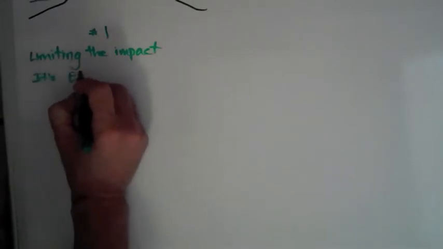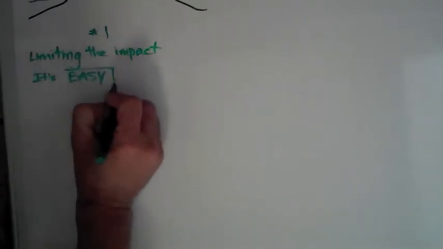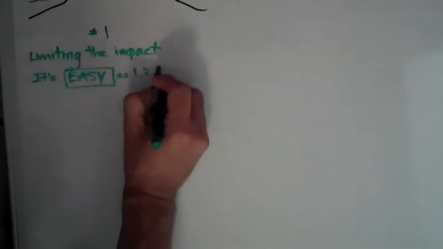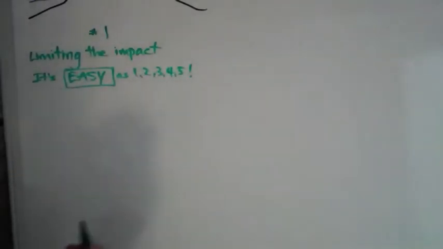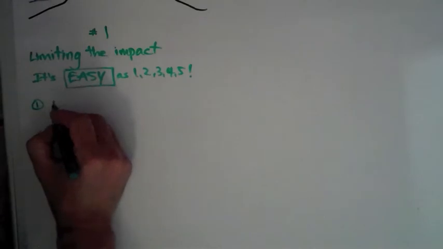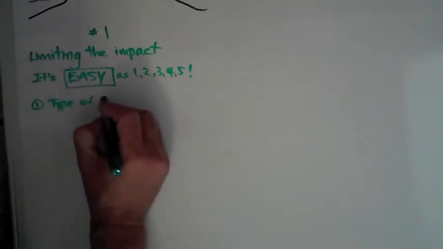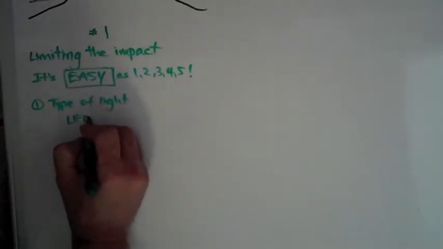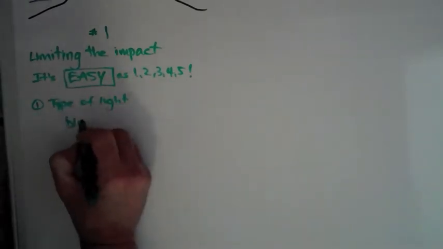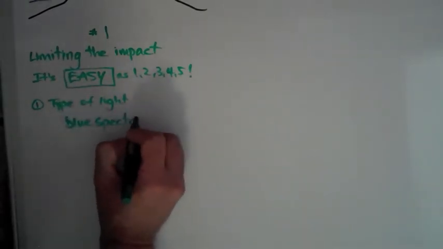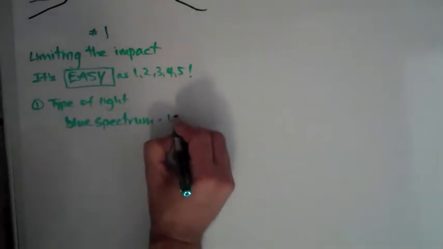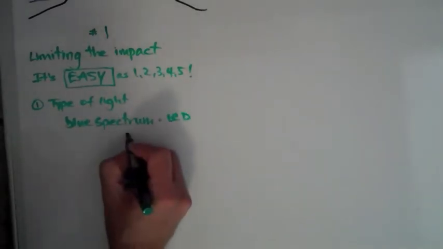The first article that I'm going to discuss is called Limiting the Impact of Light Pollution on Human Health, Environment, and Stellar Visibility. And the surprising thing about this article is that it's easy to limit light pollution. It's very easy to limit the impact. It's cheap and it's pretty simple.